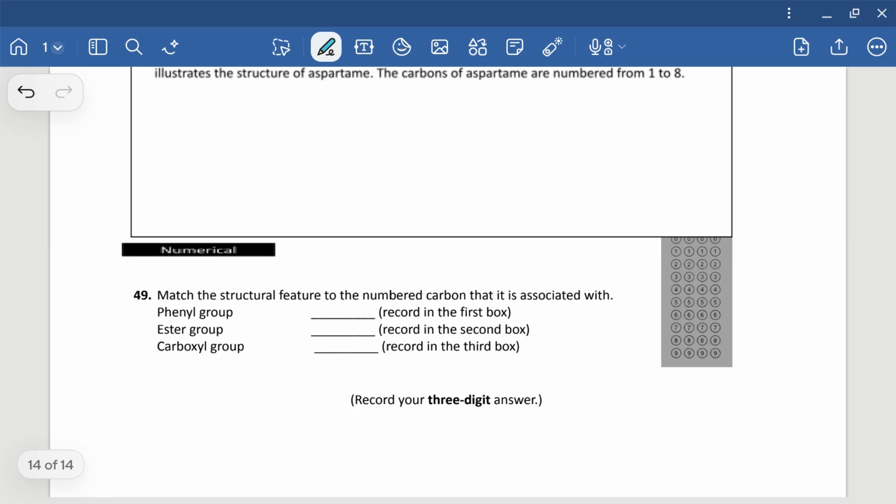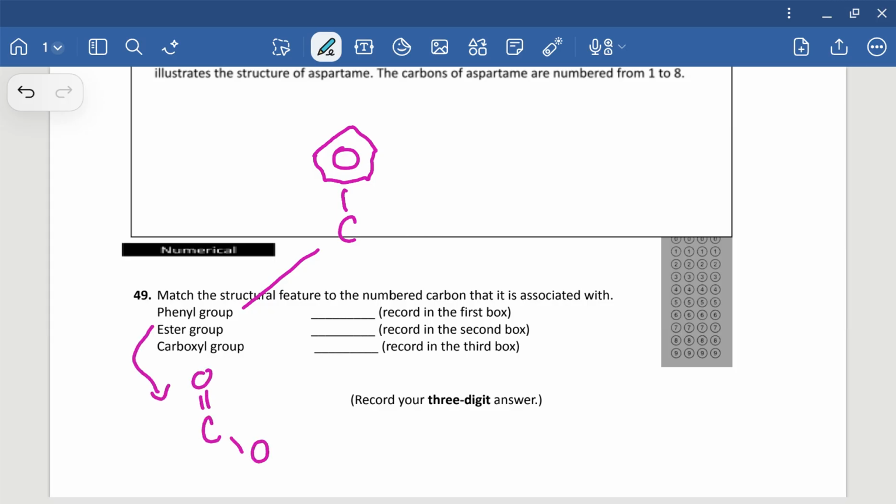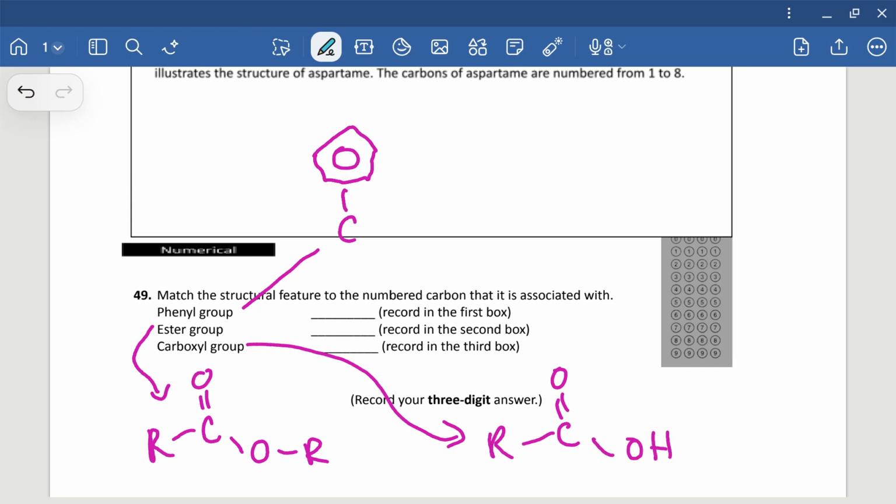And this last one, again, doesn't want to show up. Just going through it, if you're looking for that phenyl group, you're looking to see carbon bonded to a benzene ring. If you're looking for an ester group, you're looking for that carbon double bonded to an oxygen, single bonded to an oxygen. And then these R's represent other carbons. And a carboxyl group, you're looking for a carbon double bonded to an oxygen, single bonded to an oxygen with a hydrogen on it. And then you had that chain.